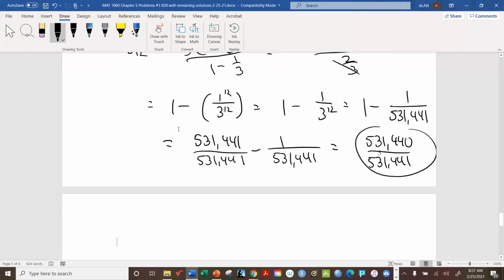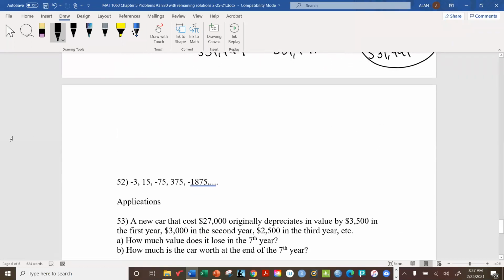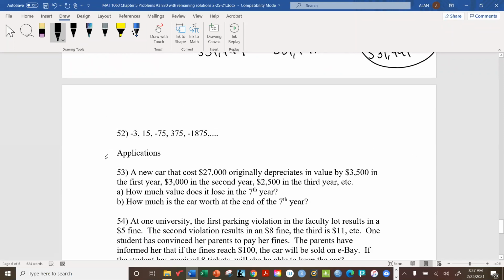All right, so now what comes next? Oh, there's one more. This one has negatives. This is the first one that has negatives, so it's good practice. All right, so let's see what's going on here.